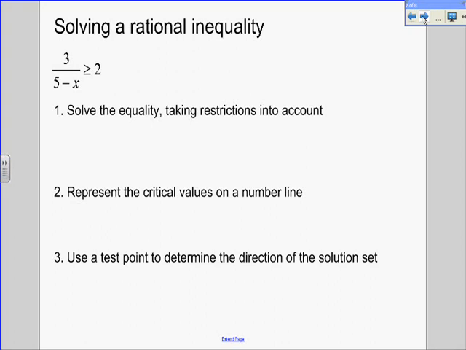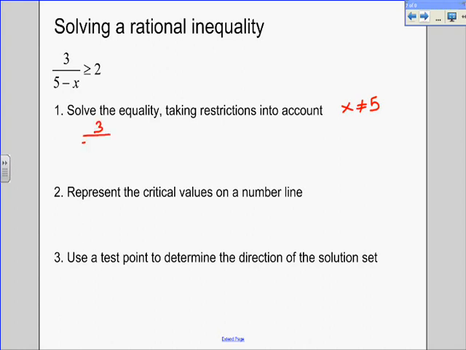What do I mean by that? I mean, what value will leave me with a 0 on the denominator? So if I look at this here, 5 take away x. Well, if x is equal to 5, I end up with something that's undefined. So x cannot equal 5. That's an important value. We're going to keep that up there, and we're going to solve our equality just like we did in our previous example.